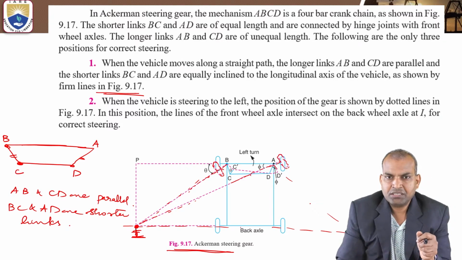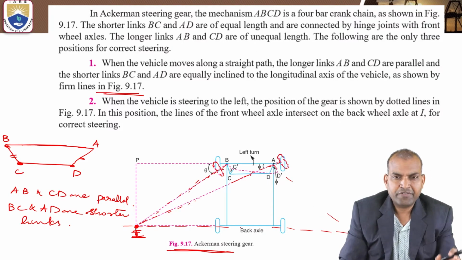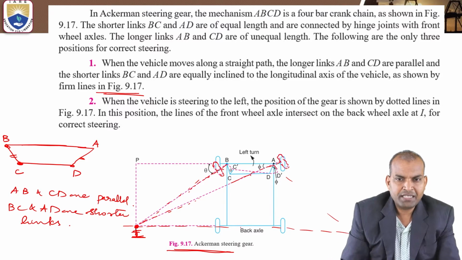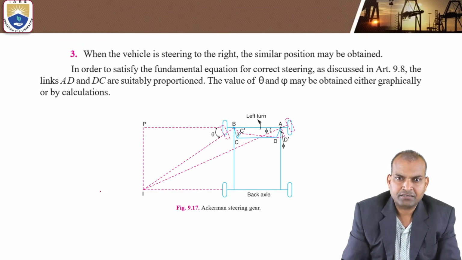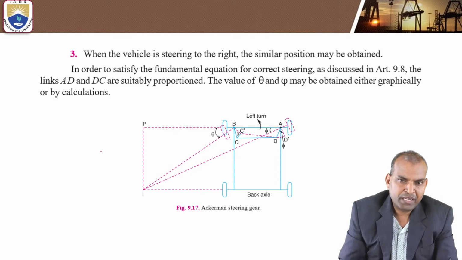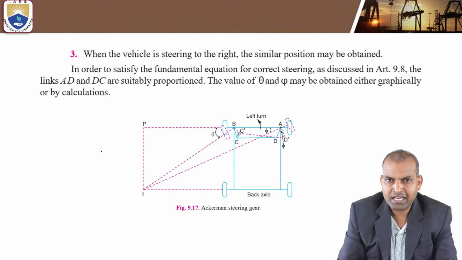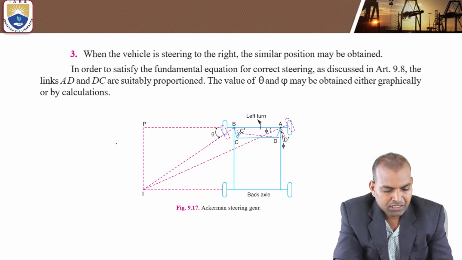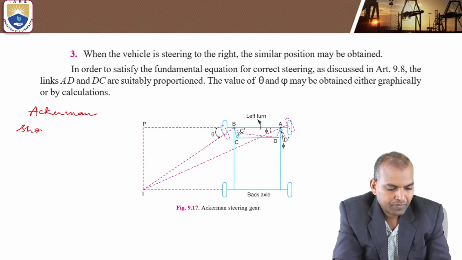So when you are taking a left turn, the I center will be on the left side. When the vehicle takes a right turn, the I center becomes on the right side. So in order to maintain the correct steering, or in order to avoid the vehicle skidding. Now, when the vehicle steering is right, a similar position may be obtained. That similar position means the same I center will be obtained. So one more thing is that this Ackermann steering gear should satisfy the condition of correct steering.